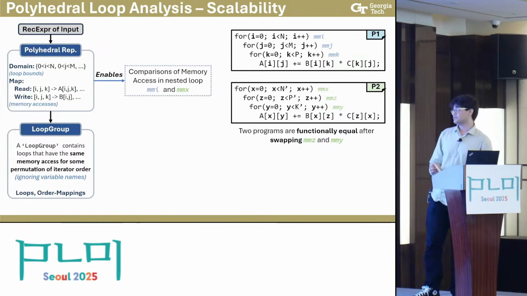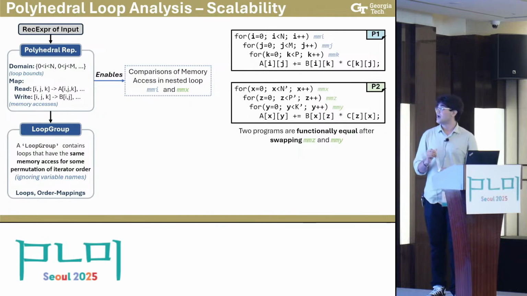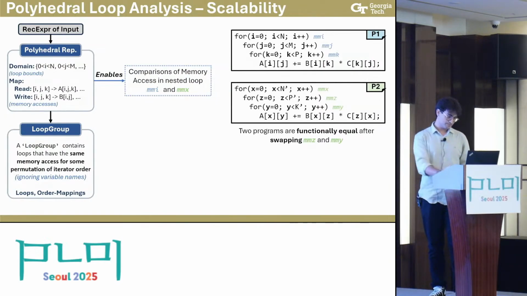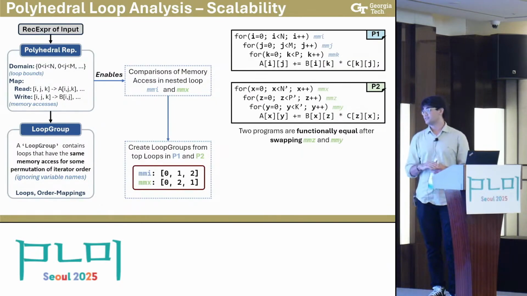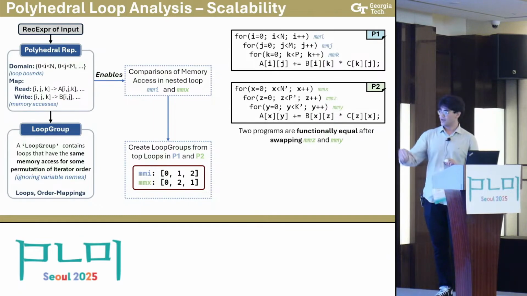So the first thing we need to do is compare the memory accesses in our loop. And thankfully, the polyhedral representation has this easily available to us. Then we're basically going to use that to permute different orders and see if these memory accesses match. And that's exactly the next step. As you might have intuitively noticed, and as I mentioned earlier, these two loops are identical and do have the same memory accesses once we permute mmz and mmy. And that's exactly what the mapping in the loop group is trying to show.